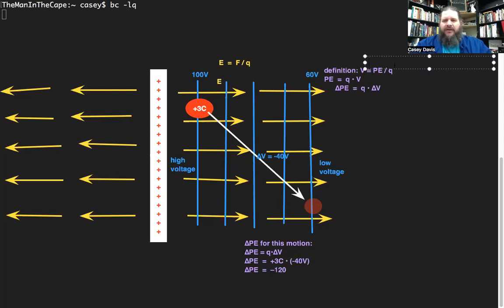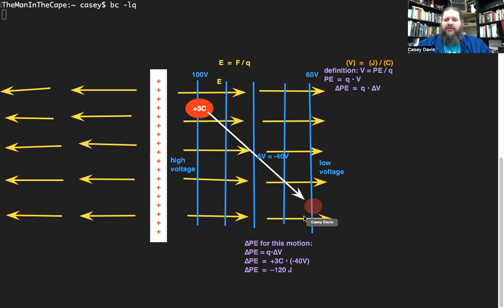In fact, if you take a look at the units here in the original definition, potential energy is measured in joules, charge is measured in coulombs. So voltage is joules per coulomb. And we abbreviate that as volts. Volts as a unit is joules per coulomb. So volts is joules per coulomb multiplied by coulombs. Coulombs cancel out and you get joules. So delta potential energy would be negative 120 joules. In other words, this motion, moving along this path, involves a decrease in potential energy.